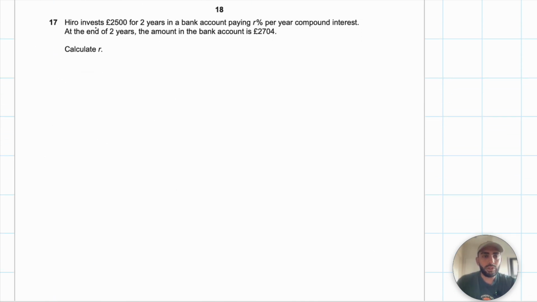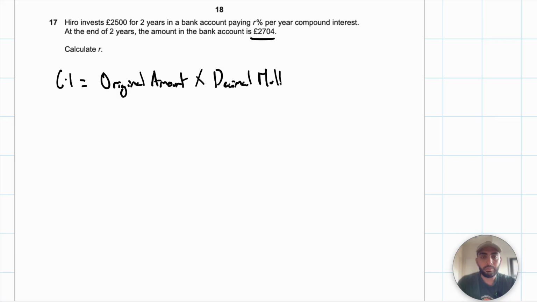Question 17. Hero invests £2,500 for 2 years in a bank account paying R% per year compound interest. At the end of 2 years, the amount in the bank account is 2,704. Calculate R. So we're going to be using the compound interest formula here. So compound interest, we take the original amount, we multiply it by a decimal multiplier, and we raise that to the amount of repetitions that there are.